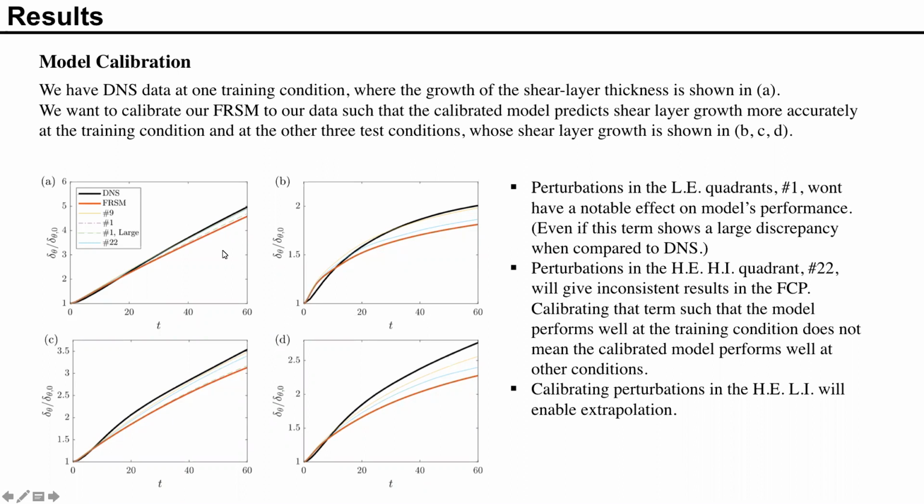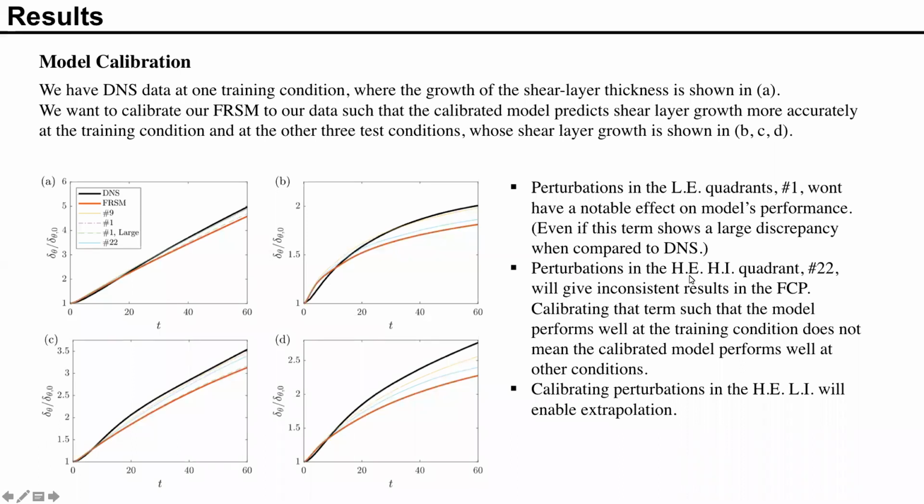So now we are going to do perturbations to the original model and show results here. So first, as you can see, perturbation in the low effectiveness quadrant, which is perturbation number 1, won't have a notable effect on the model's performance, even if we increase the perturbation by a factor of 10 or 20. And in fact, this is the result for perturbation number 1. And they actually collapse with the red line, so you really cannot see it here. But if you perturb a low effectiveness perturbation, there's just not going to be too much effect.